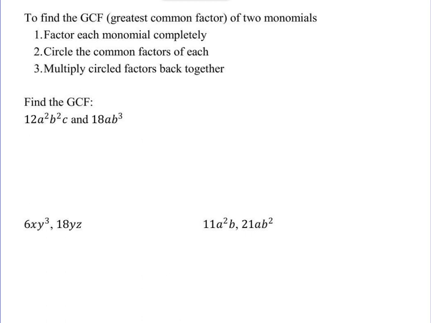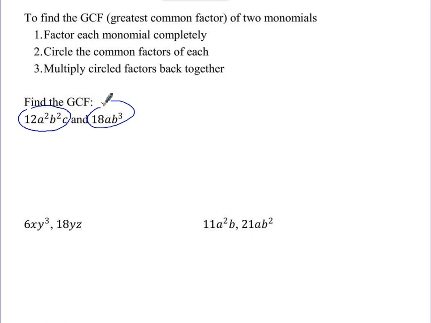First of all, factor each monomial completely. That's what we were just doing. Then, circle the common factors in each monomial, and you'll see what I mean by that here in a second. And then multiply the circled factors back together, and that is the GCF for those monomials. It's really a fairly straightforward thing once you see how these steps work. So the first thing we want to do for this problem is factor each monomial completely. Notice that there are 2 monomials here, 12a squared b squared c, 18ab to the third. We want to factor those completely.